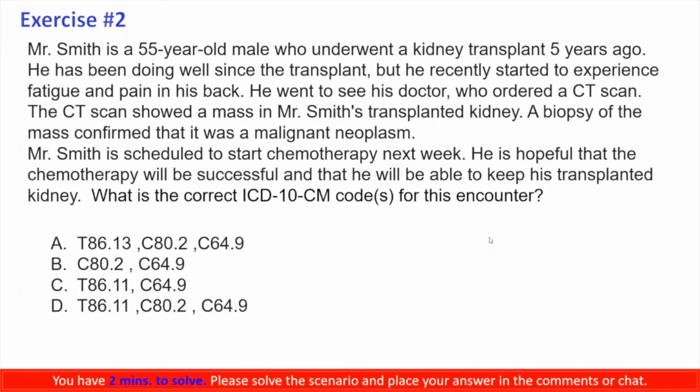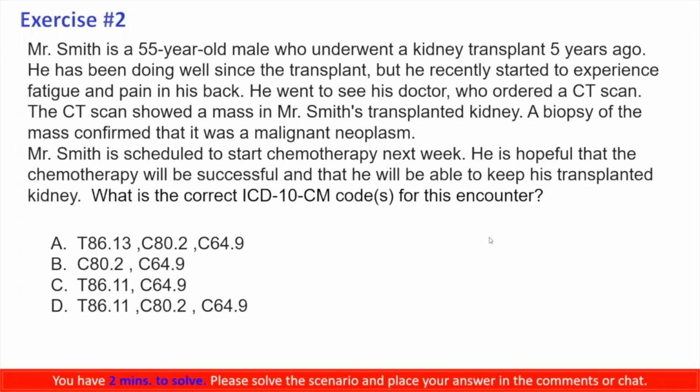Mr. Smith, a 55-year-old male who underwent kidney transplant 5 years ago, has been doing well since the transplant but recently started to experience fatigue and pain in his back. He went to see his doctor, who ordered a CT scan. The CT scan showed a mass in Mr. Smith's transplanted kidney. A biopsy of the mass confirmed that it was a malignant neoplasm. Mr. Smith is scheduled to start chemotherapy next week. He is hopeful that chemotherapy will be successful and that he will be able to keep his transplanted kidney.